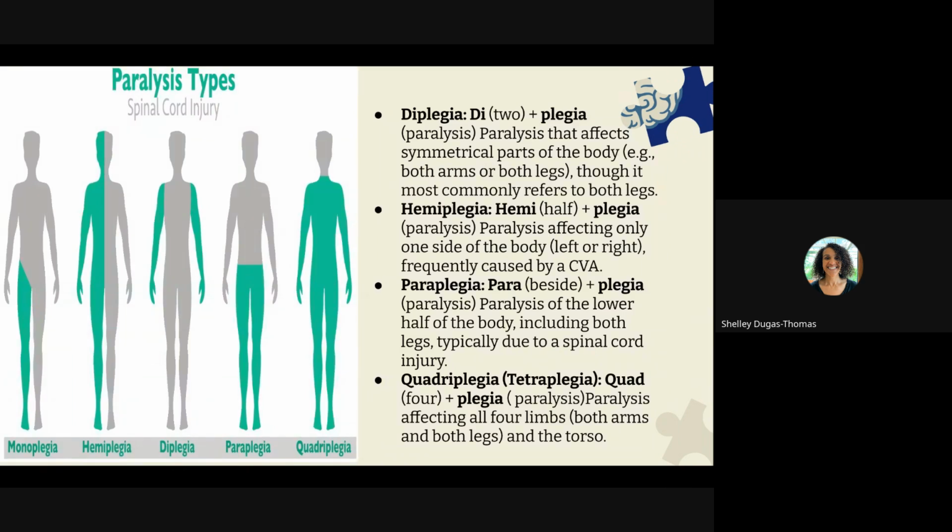So the suffix for paralysis is plegia. Let's pair it up with some numerical prefixes. Di, as in two, is symmetrical paralysis affecting corresponding parts, possibly both arms. Hemi means half. Hemiplegia splits the body vertically down the middle, paralysis of one side, and this is common in a stroke. Para is beside. Paraplegia is paralysis of the lower half of the body horizontally. And quadriplegia is paralysis affecting all four limbs.